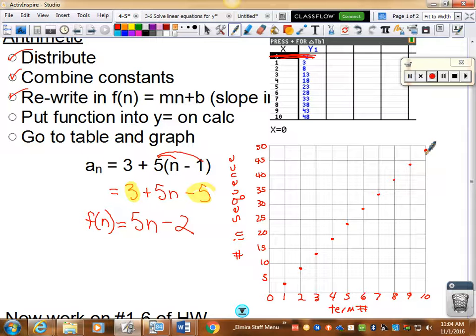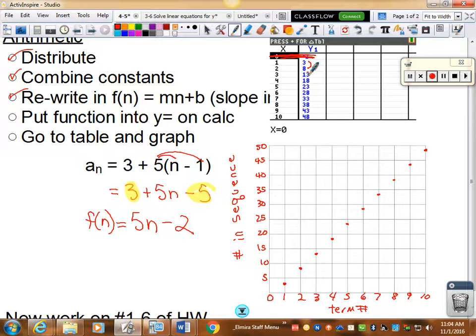Okay, reminder, don't connect the dots. That's a hard habit to break, but don't connect the dots, because number sequences are discrete. The values in between 3 and 8 don't count as part of the sequence, so we do not connect the dots.